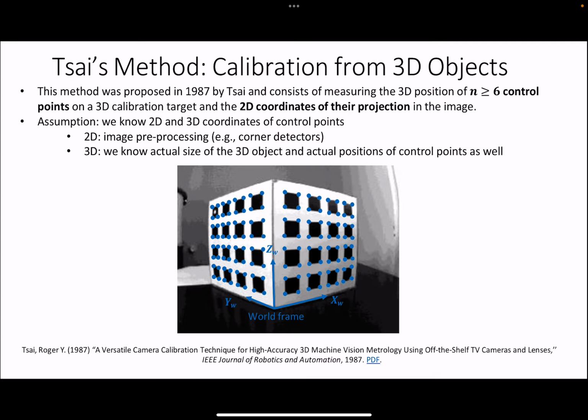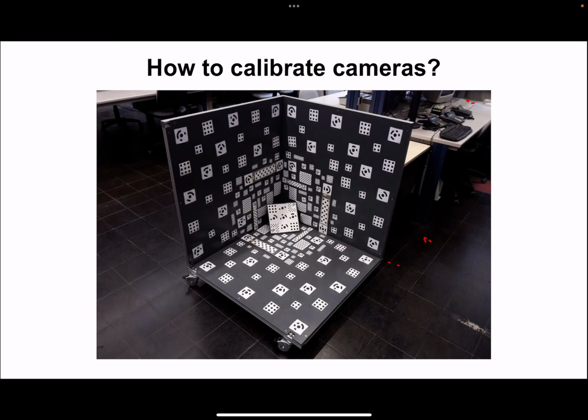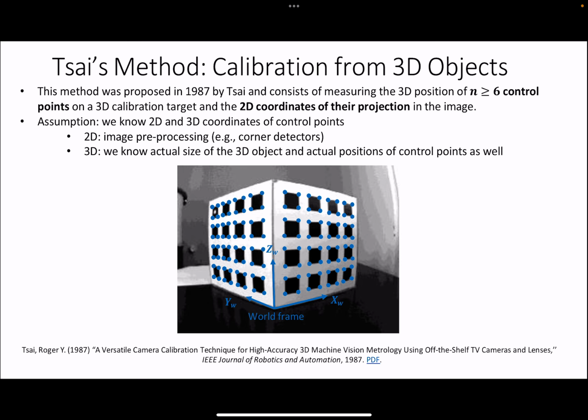The first one, Zeiss method, calibration from 3D object. I showed you this kind of 3D object, right? This method was proposed in 1987, quite a long time ago, by Zeiss, and consists of measuring the 3D position of N, which is larger than 6, control points on a 3D calibration target, and the 2D coordinates of their projection in the image.